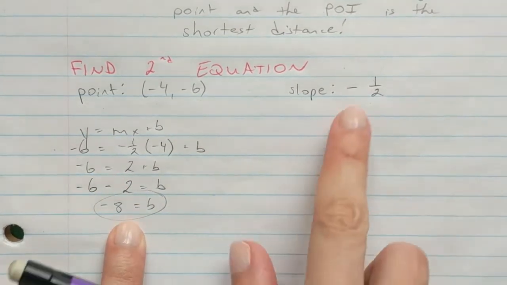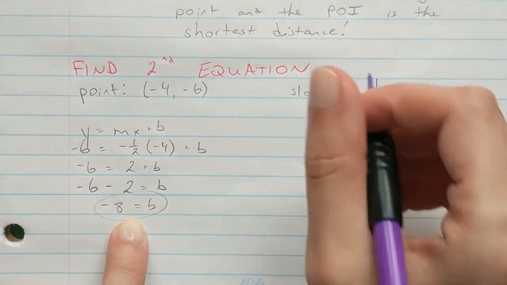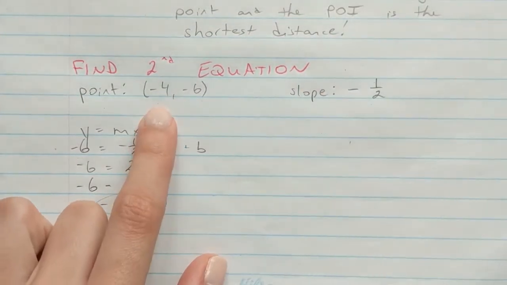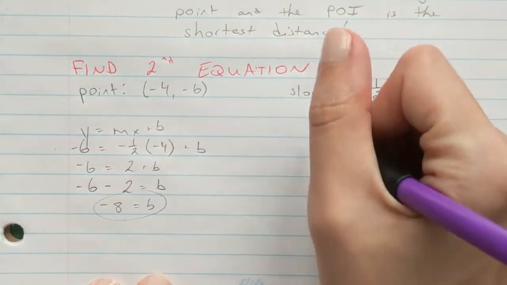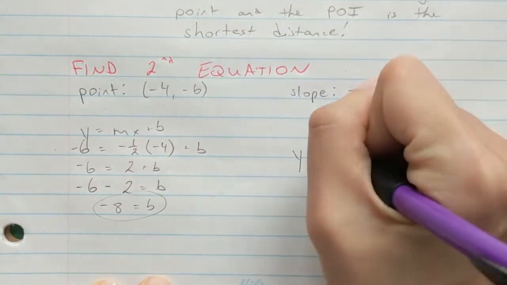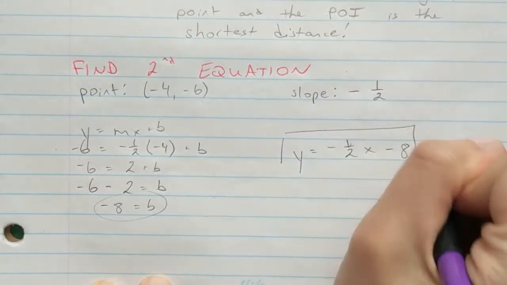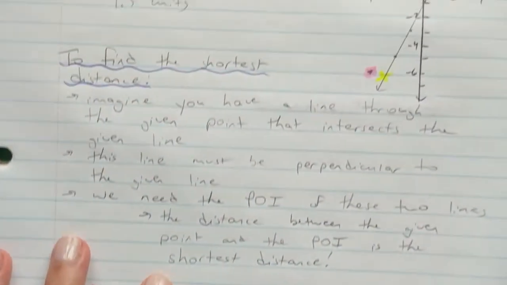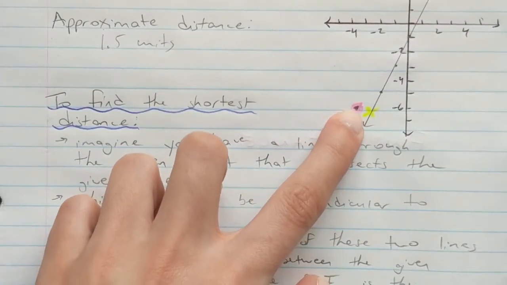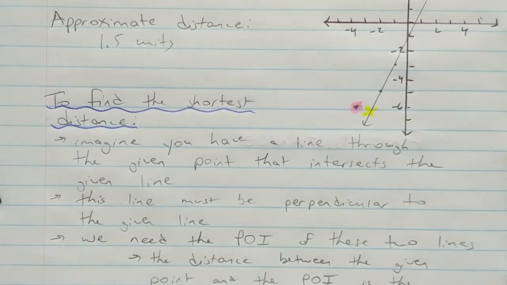Now that we have our b value and we have our slope value, we know that the equation of the line passing through our given point and that is perpendicular to the given line is going to be y is equal to negative 1 over 2x minus 8. That is the equation of the line passing through this point and hitting our given line at a 90-degree angle.